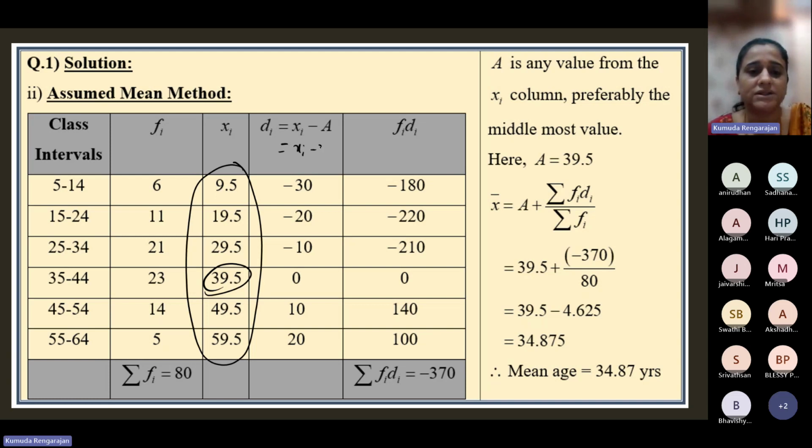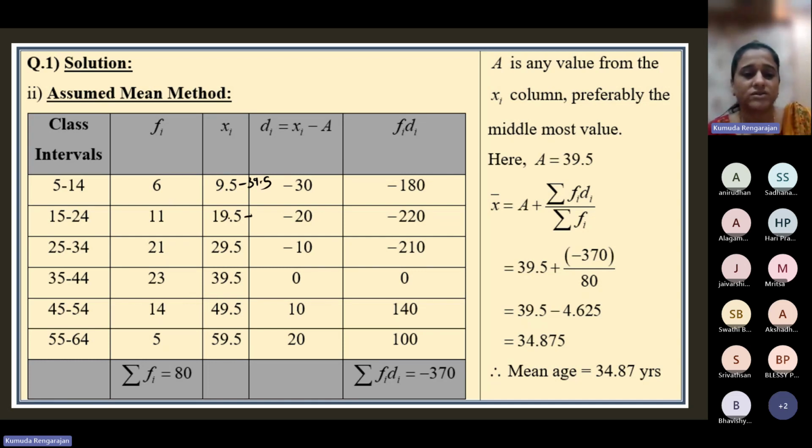So xi minus 39.5, like I showed you in the last class. Xi minus a, not frequency, xi minus a. So this is xi minus a, 39.5. Like this, we generate the di values.